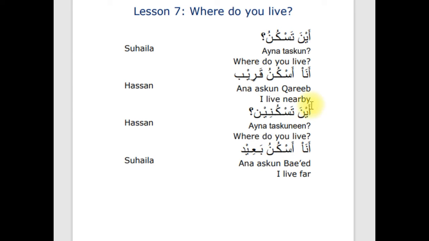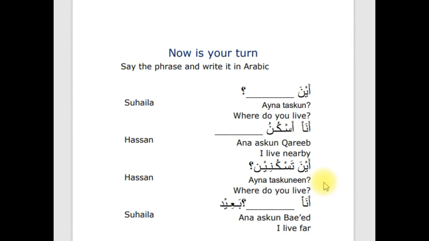Let's repeat again. أين تسكن؟ Where do you live? أنا أسكن قريب. I live nearby. أين تسكنين؟ Where do you live? أنا أسكن بعيد. I live far. Now it's your turn. Write it in Arabic.